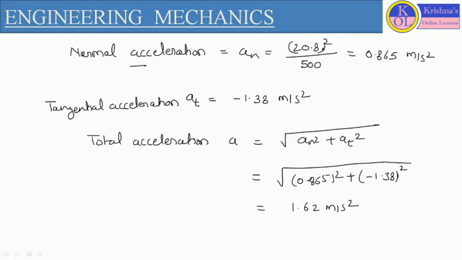So it will be 20.8 square by 500. So final value will be 0.865 meter per second square. Tangential acceleration will be as it is, minus 1.38 meter per second square. So on the basis of these two values, we will determine the total acceleration A, that is equal to under root of AN square plus AT square. So here we will put values: under root of 0.865 square plus minus 1.38 square. So it will be 1.62 meter per second square. So this is our answer for the second condition.